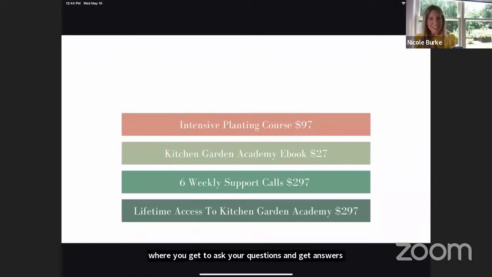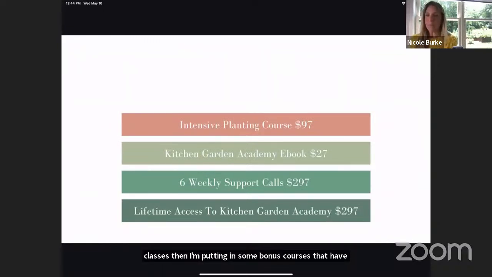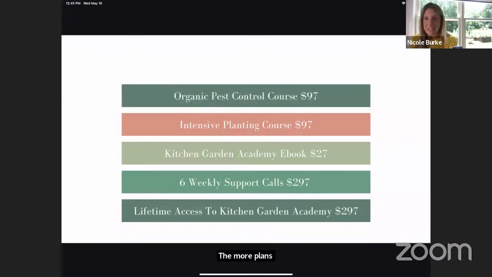Then I'm putting in some bonus courses that have not been part of Kitchen Garden Academy before. You know I like to pack in the plants, so you're going to get my intensive planting course as a bonus. This will not be offered again, but for this launch of Kitchen Garden Academy 2.0, the intensive planting course comes along with your Kitchen Garden Academy 2.0 membership, and it's going to teach you exactly how to do the more plants, please method.